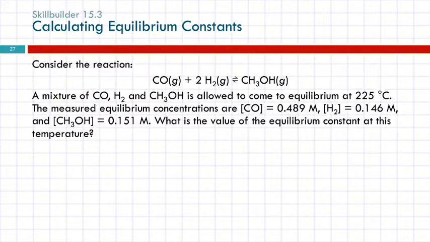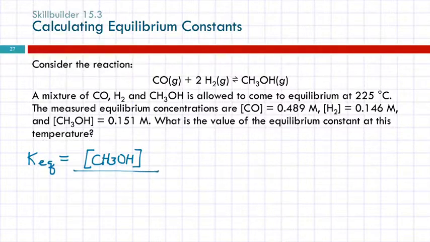Well, to calculate the equilibrium constant, we need the expression. KEQ equals the concentration of the product, CH3OH. The coefficient's 1, so the exponent is 1. Divided by the concentration of CO. The coefficient is 1, so the exponent is 1, times the concentration of hydrogen. There, the exponent is 2, because the coefficient is 2. There weren't any solids or liquids, so they're all being included.